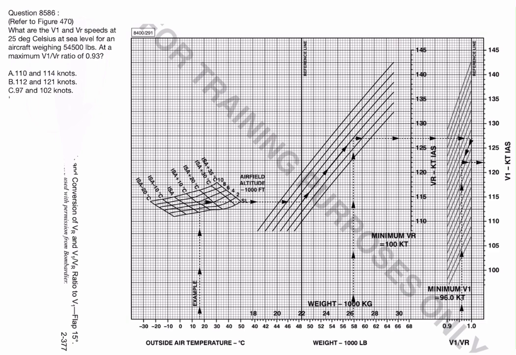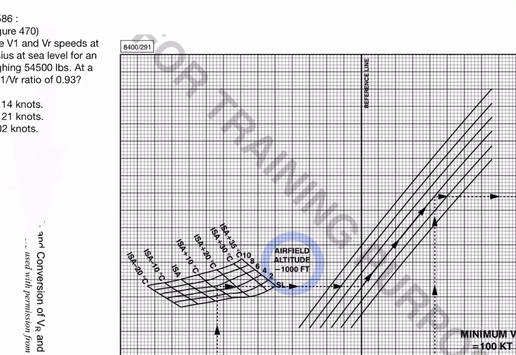At first, we're going to go ahead and look through and highlight exactly what we need. I find that it always helps me to know what information I'm looking for at first. So I know right away I'm going to need an outside air temperature, a weight, a V1 VR ratio, and I will need some kind of airfield altitude. So we take a look at our question, and we can see that we're already given most of those answers. So we have our temperature here, our altitude, our weight, and the V1 VR ratio.